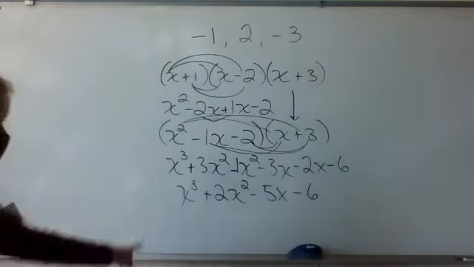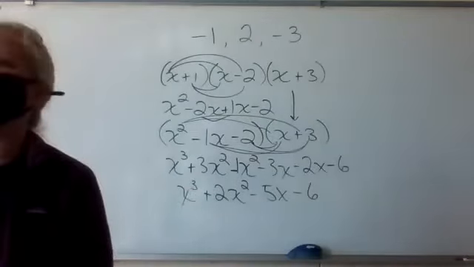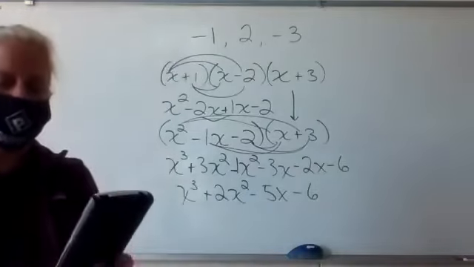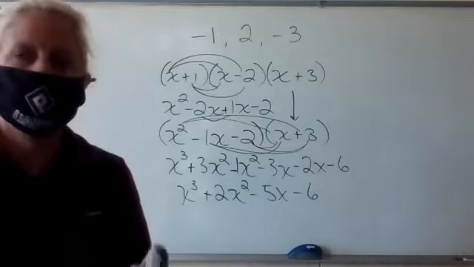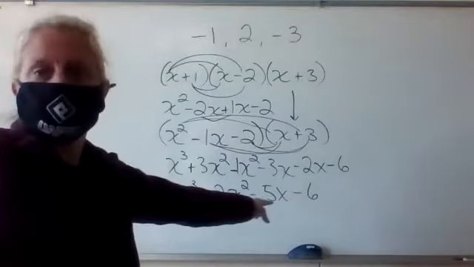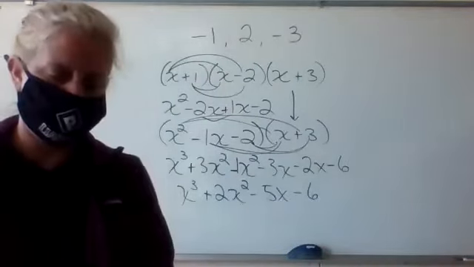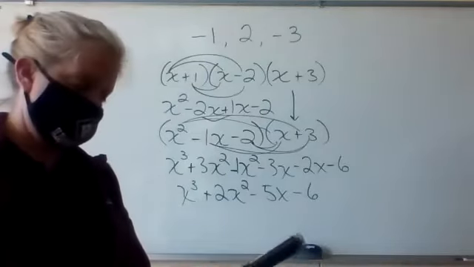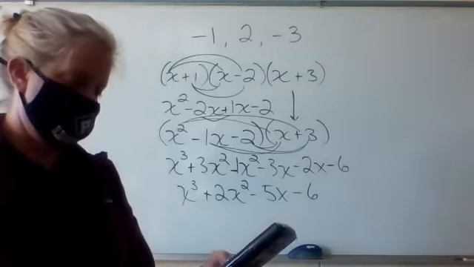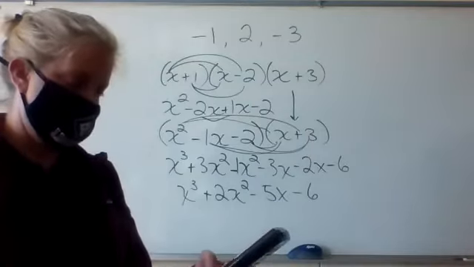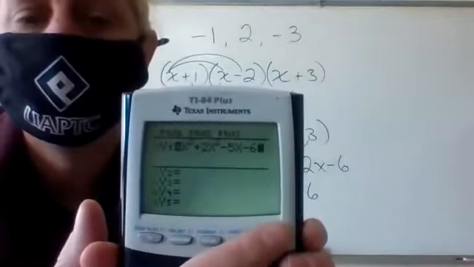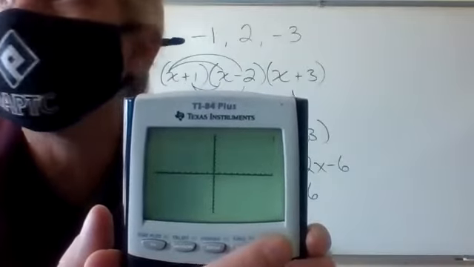Okay, now just for fun, let's put that in our y equals and graph it. What does all that mean? What did you just find? If you put this polynomial function in your y equals, so just go to y equals and clear it, put this in. So x to the 3rd plus 2x squared minus 5x minus 6. And graph it. What should happen?